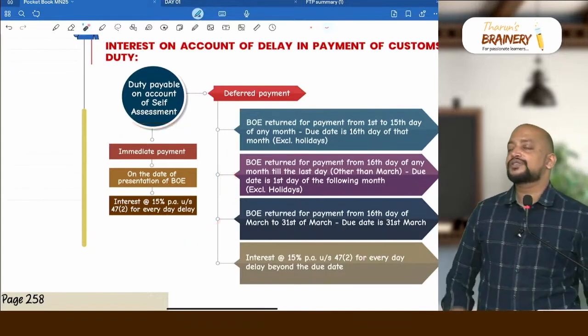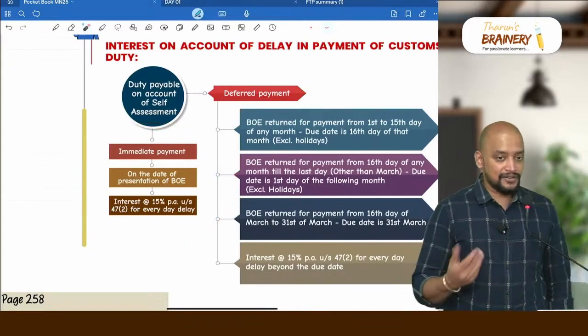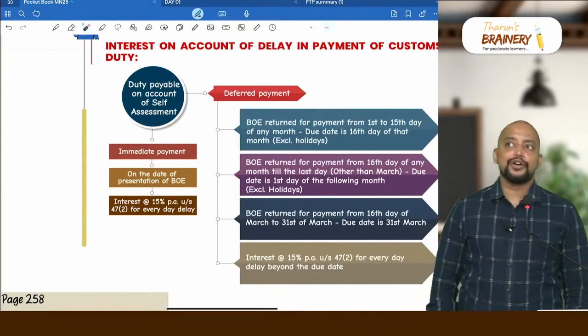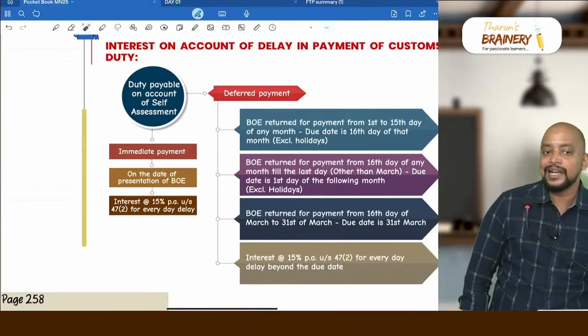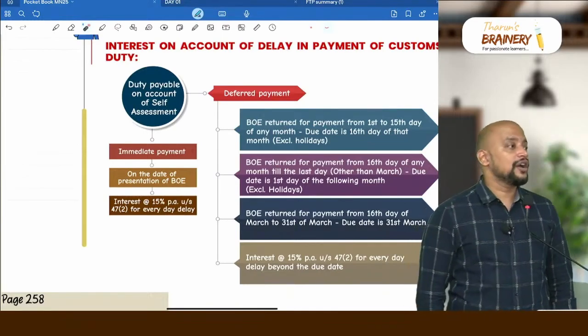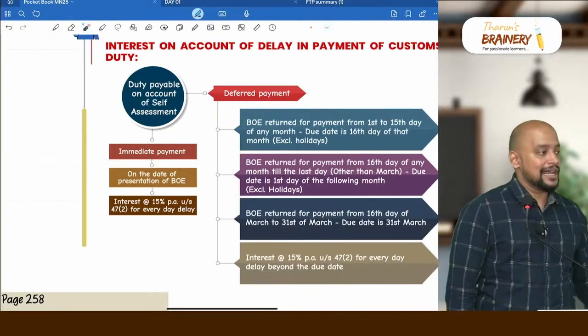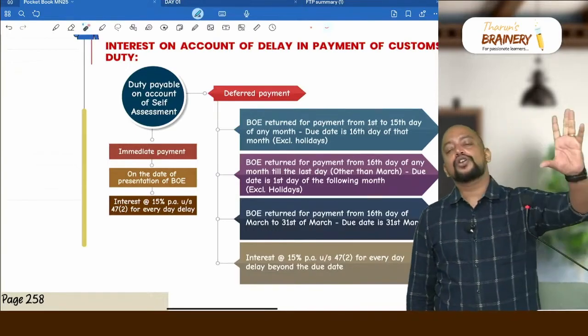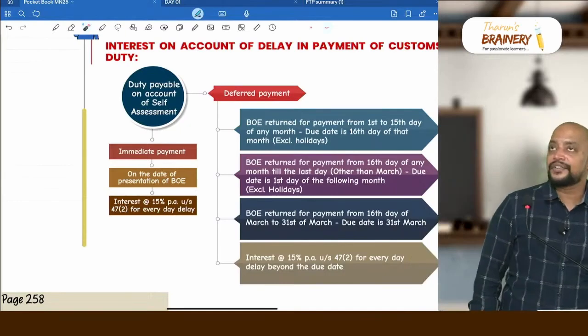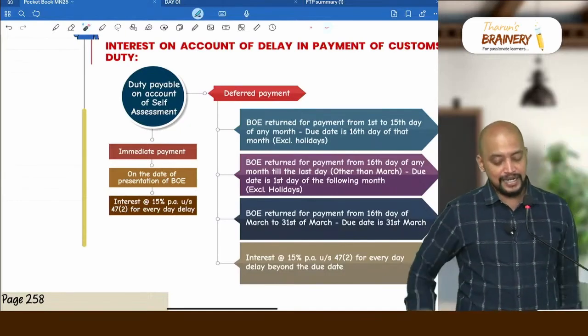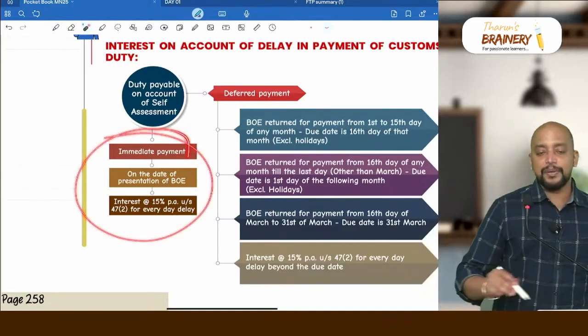Immediate payment option means on the date of filing bill of entry itself, they need to pay. For example, today morning 9 o'clock I have filed a bill of entry, and somewhere like 11 o'clock it got approved. Then I have to pay the customs duty by today night. Otherwise, from tomorrow onwards the interest will start. What is the rate of interest under customs? 15% per annum. Okay, that is the immediate payment option.